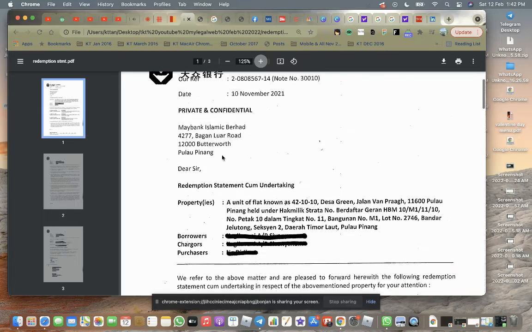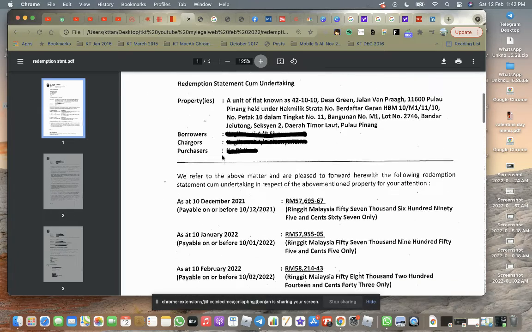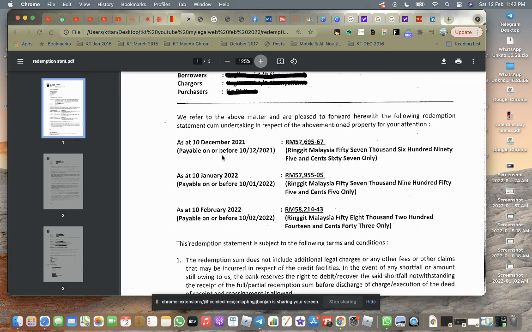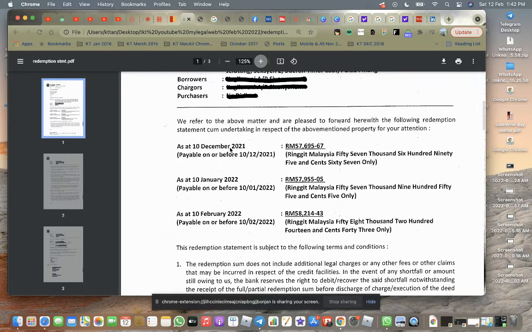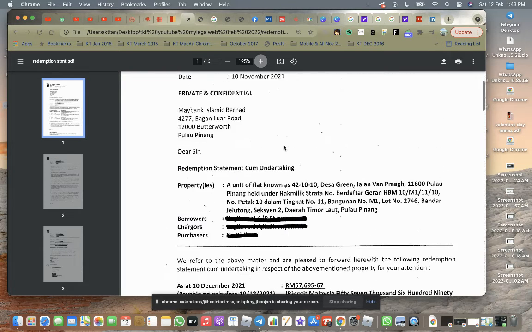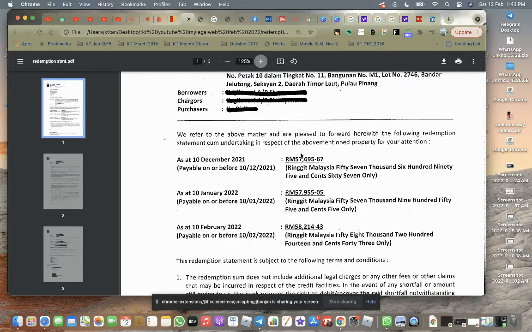Actually, today I'd like to share with you a bit about the meaning of redemption statement. When you want to pay off the loan, there are two types of redemption statement. It's always forward-looking redemption statements, whereby, let's say your date of application is November, they will give you the next 3 months: the December month, the January month, and the February month. They will compute that, assuming that you stop paying from November onwards. So you can see that it's slightly 300 ringgit more.